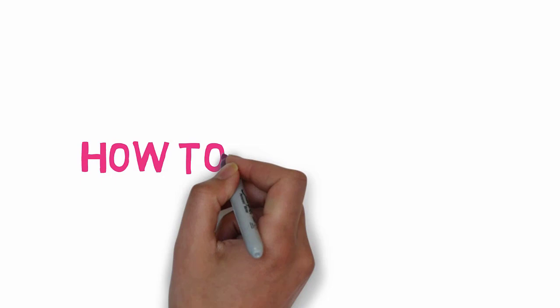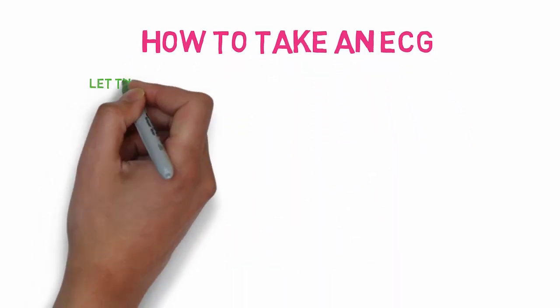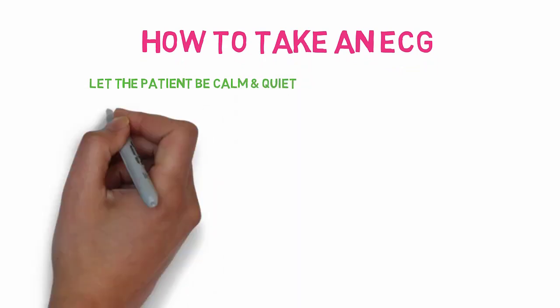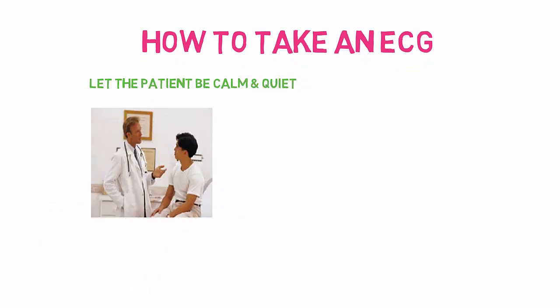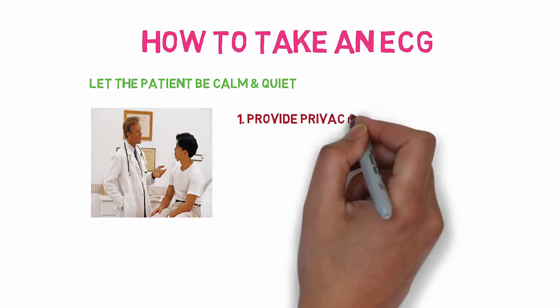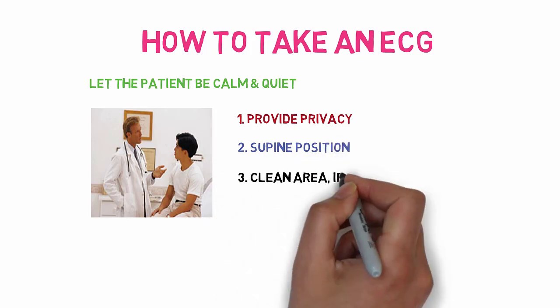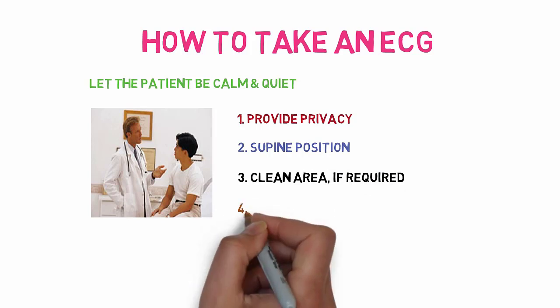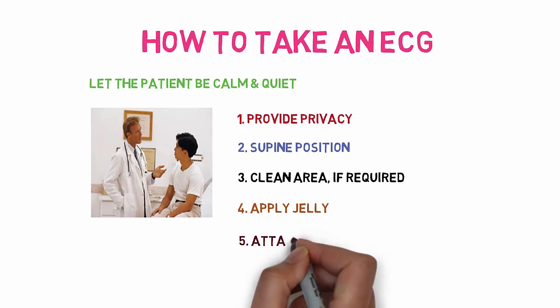Let us discuss about how to take an ECG. First of all, try to make the patient calm and quiet before taking an ECG, because heart rates are also calculated and evaluated with the help of an ECG. Provide privacy, provide supine position, and expose chest and limbs to attach electrodes. Clean the area before attaching electrodes. Apply jelly to facilitate good conduction between skin and electrodes.